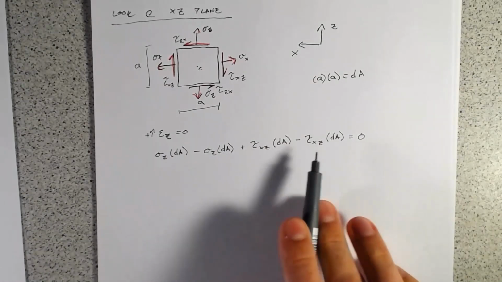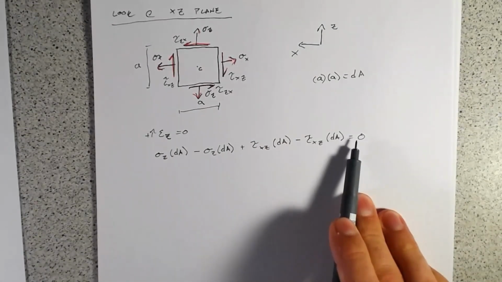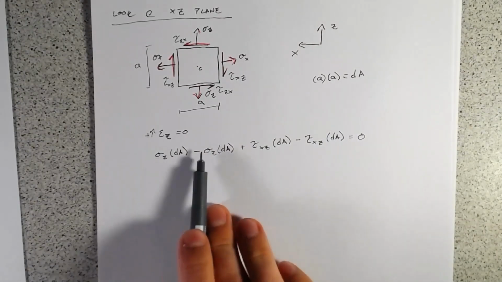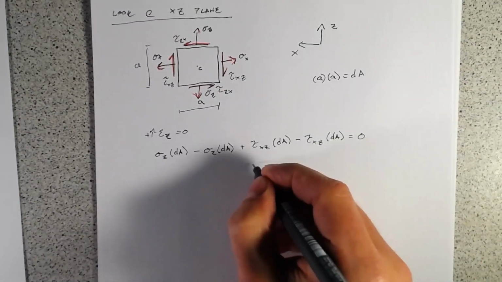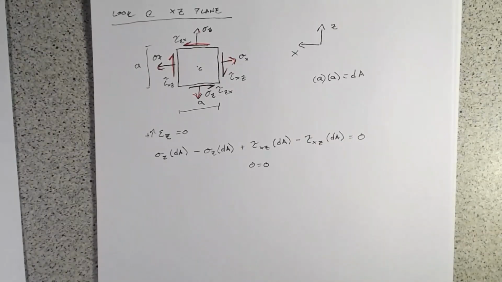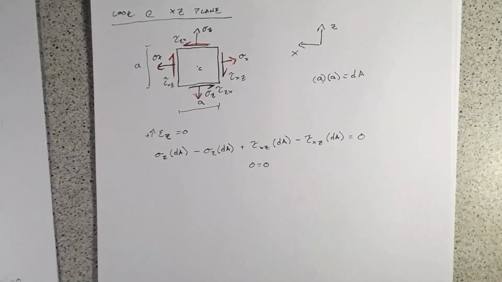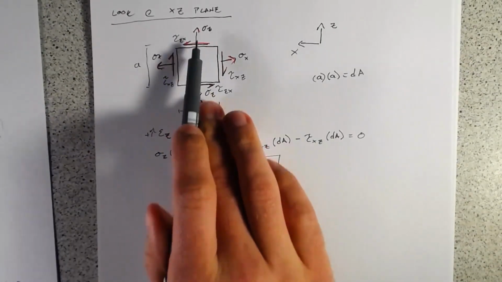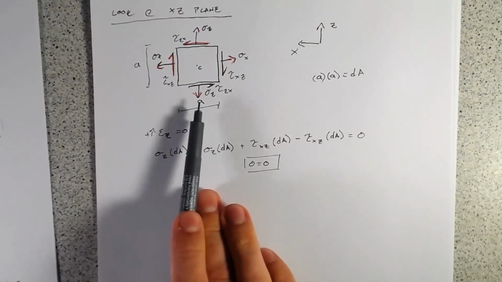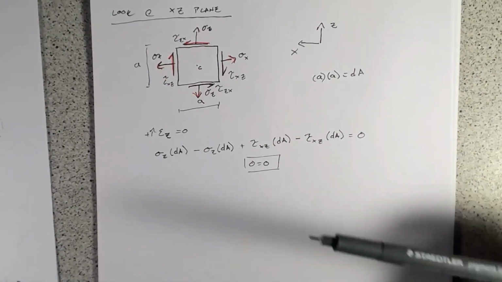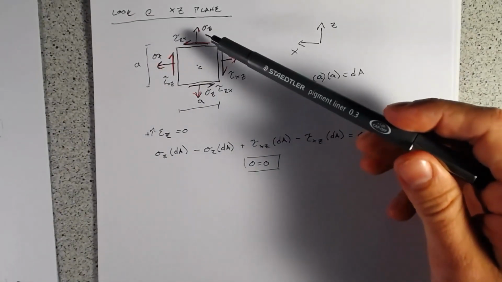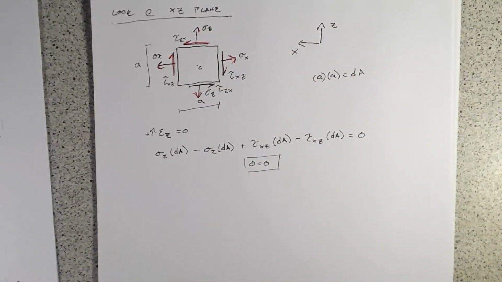The areas are all the same, so we can divide that out. For this to be in equilibrium, we find that this just gives us 0 equals 0. That's not overly helpful. It's good to see that it's in static equilibrium, and that shows that if we've got a stress on this side, it has to be on this side. It also tells us that if the stress at a point is really, really small, you don't have any difference in stress across that point. That makes sense, because this point is infinitesimally small.